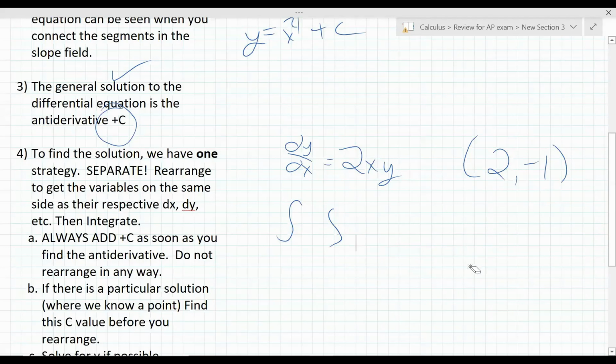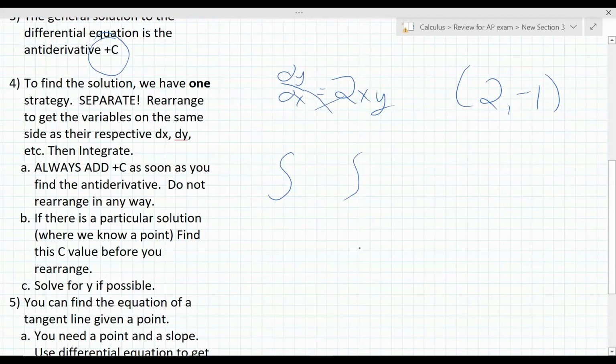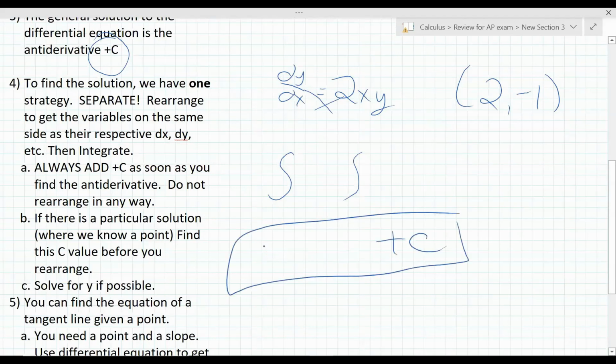So if you integrate this, get the x's on the same side, integrate, and as soon as you write this antiderivative, you need to include plus c. Don't manipulate it, don't rearrange it, don't do anything like that. And then I'm saying solve for c right now.